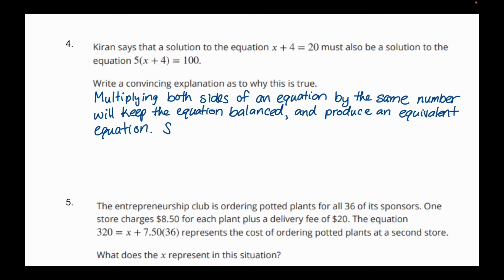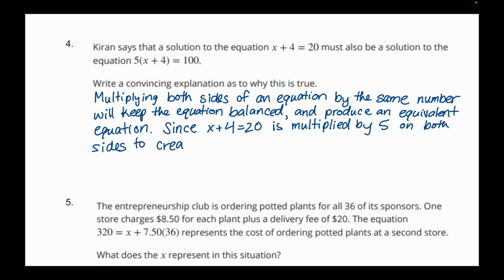So now I can say since x plus 4 equals 20 is multiplied by 5 on both sides to create 5 times x plus 4 equals 100, they are equivalent equations.